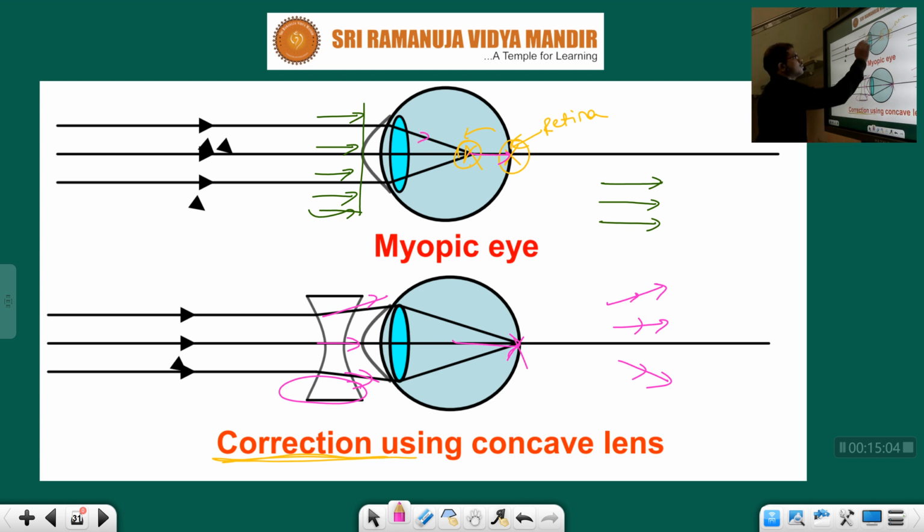So see here, before, they were going parallel to each other and they were forming the image here. Now they got deviated and then they got refracted, meaning the focal length got increased. The length got increased and then they are forming the image on the retina.